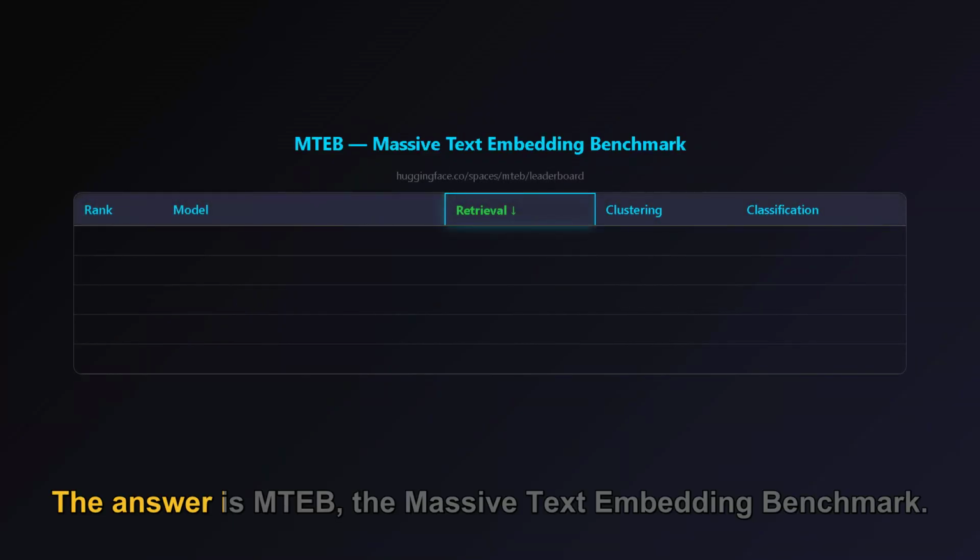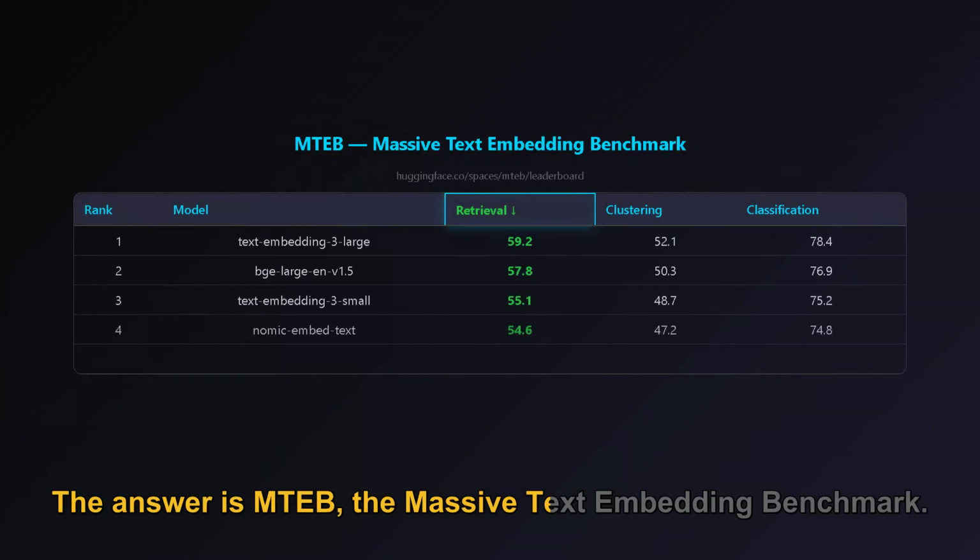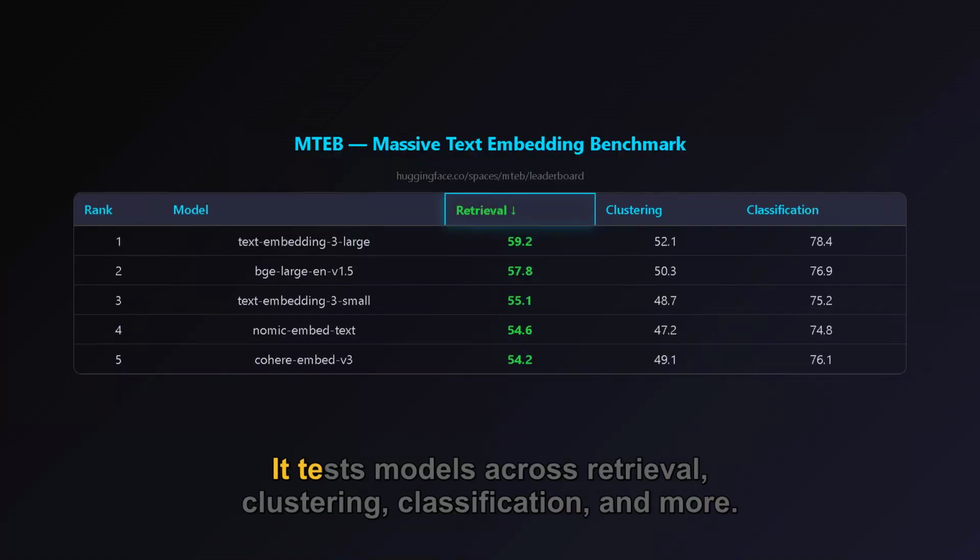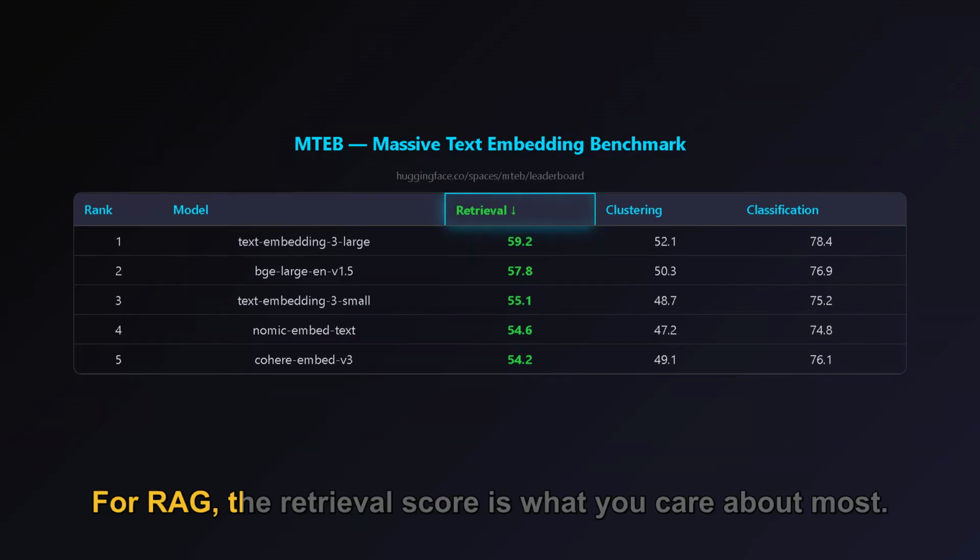The answer is MTEB, the Massive Text Embedding Benchmark. It tests models across retrieval, clustering, classification, and more. For RAG, the retrieval score is what you care about most.